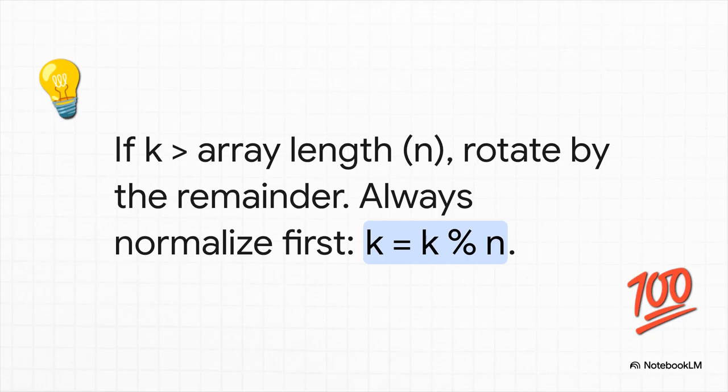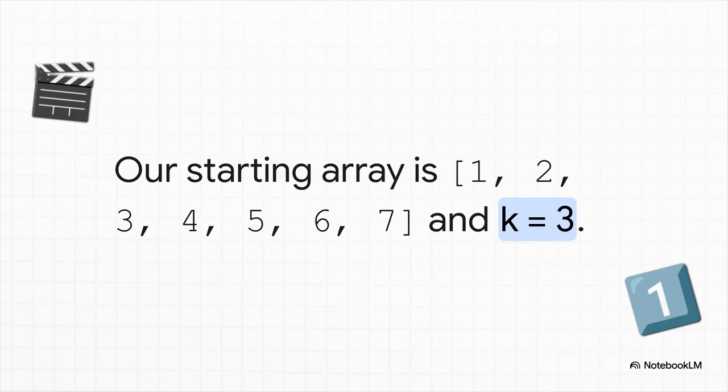We just say k equals k times modulo the length of the array. It's basically finding the remainder, and it stops us from doing a ton of extra, unnecessary work. All right, let's lock in our example and get started.